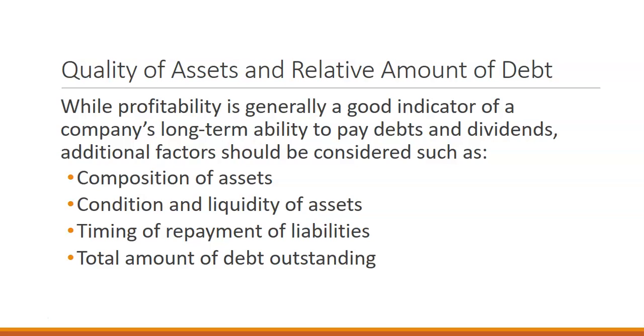When we look at the quality of assets and their relative amount of debt, profitability isn't just the correct indicator. We also want to look at other things. What is the composition of their assets? So what kind of assets do they own? What's their percentage of assets? Do they have a lot of money in inventory where they could possibly lose money? What's the condition and the liquidity of their assets? What's the timing on the repayment of liabilities? And what is their total amount of debt outstanding, especially their liabilities to assets?